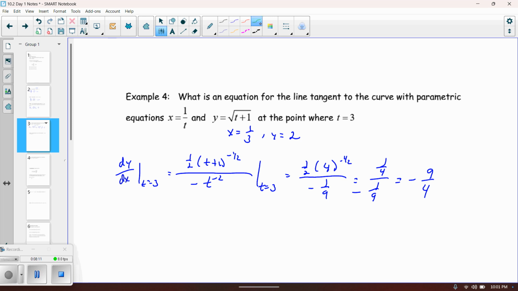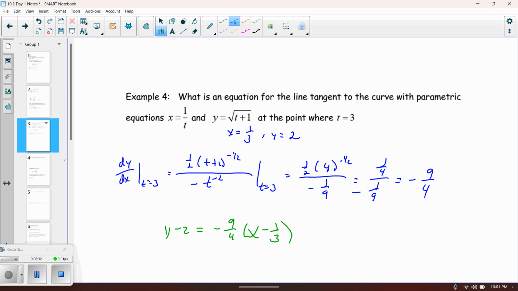So now we're just going to use that information, plug it back into the point slope form, and we'll have our equation of the tangent line at the given value when t equals 3. So that should be y minus 2 equals negative 9/4 times x minus 1/3. And again, that is perfectly fine to leave that way.